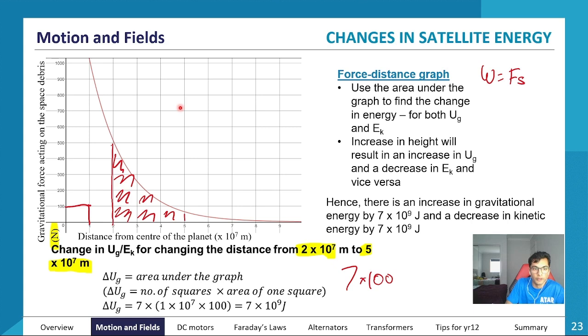We know that each box is worth 100 newtons. If you look at the bottom left, each box is worth 100 newtons in the y-axis, and in the x-axis, it's worth about 1 times 10 to the 7. If you multiply that all together, you get 7 times 10 to the 9 joules. So it requires that much energy if you were a satellite at 2 times 10 to the 7 and you wanted to increase your orbit to 5 times 10 to the 7. You would require 7 times 10 to the 9 joules just to go from 2 to 5.